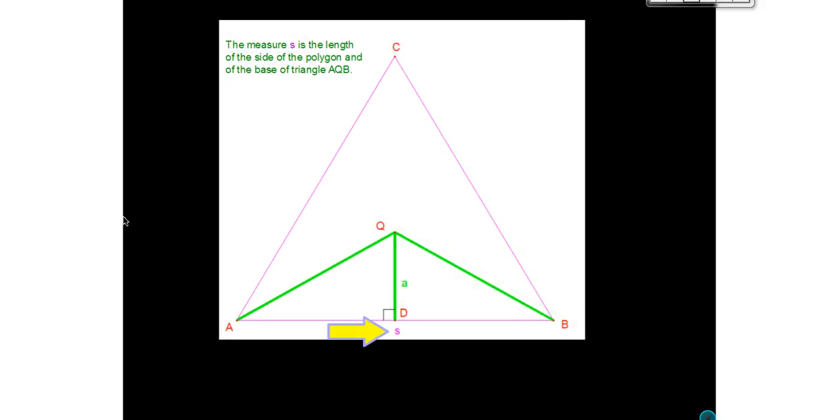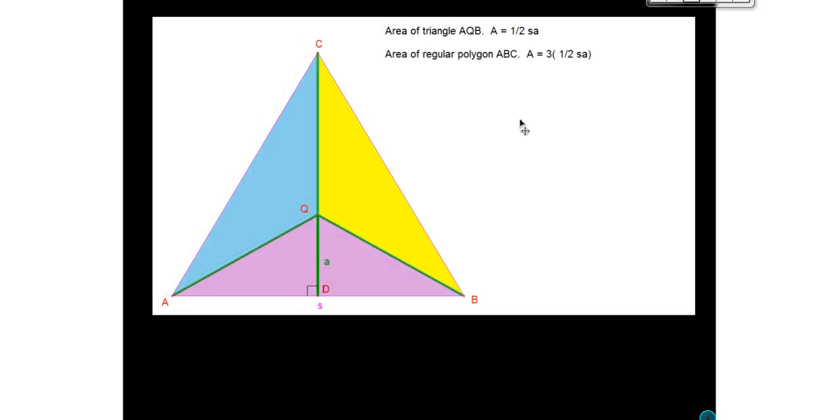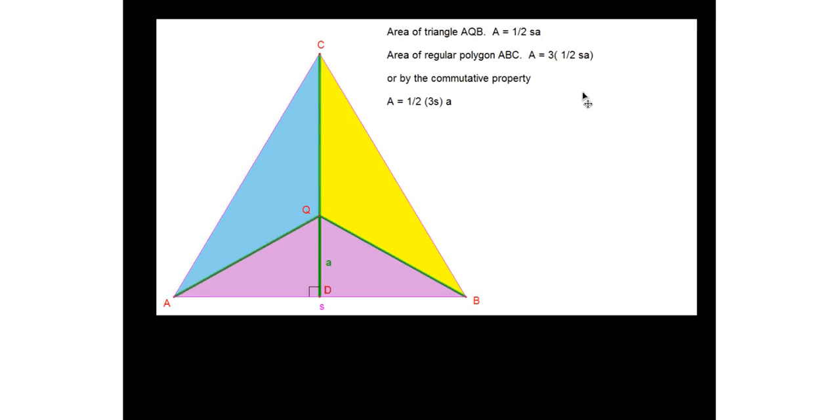And then we can multiply the area of that triangle times the number of triangles, which equals the number of sides. Okay, so S, of course, is the measure of the side. And so if I want to find the area of this triangle here, AQB, then I multiply 1/2, area formula for a triangle, 1/2 base times height, so it's 1/2 S, side length, times A. Since there's 3 of those triangles, I multiply the area of one of them by 3, keeping in mind that that's the number of sides if I had more than 3 sides.